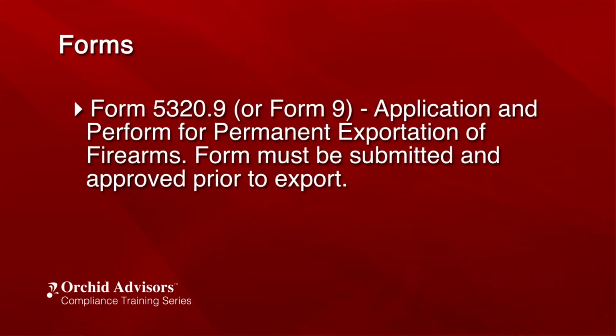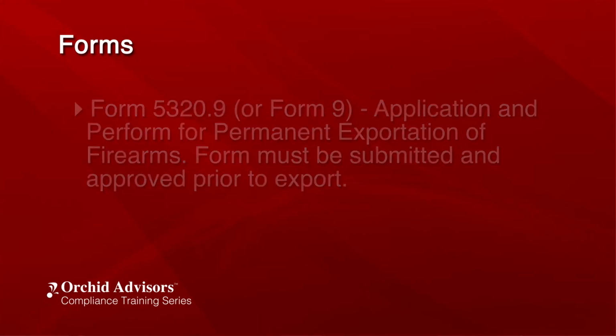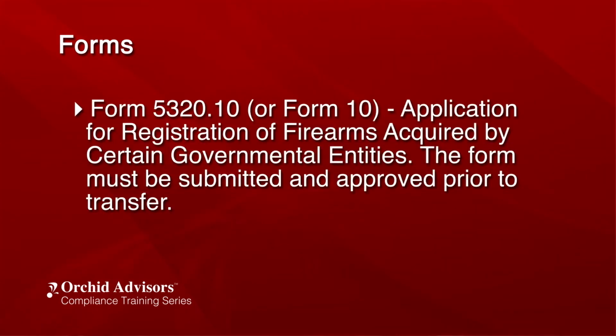Form 5320.9, or Form 9, Application and Permit for Permanent Exportation of Firearms. Form must be submitted and approved prior to export. Form 5320.10, or Form 10, Application for Registration of Firearms Acquired by Certain Governmental Entities. The form must be submitted and approved prior to transfer.